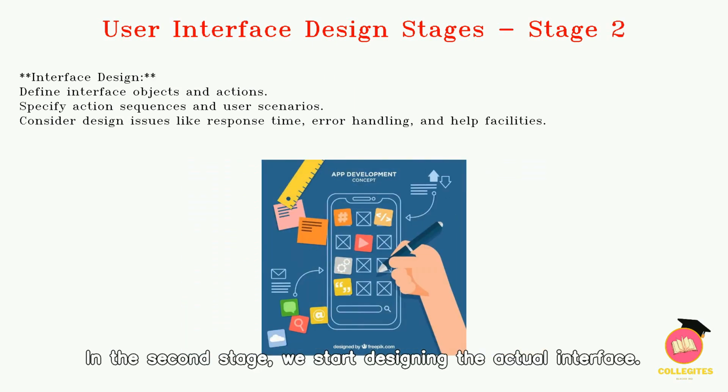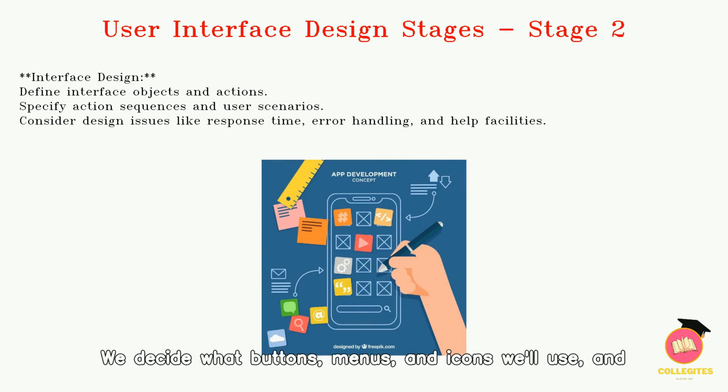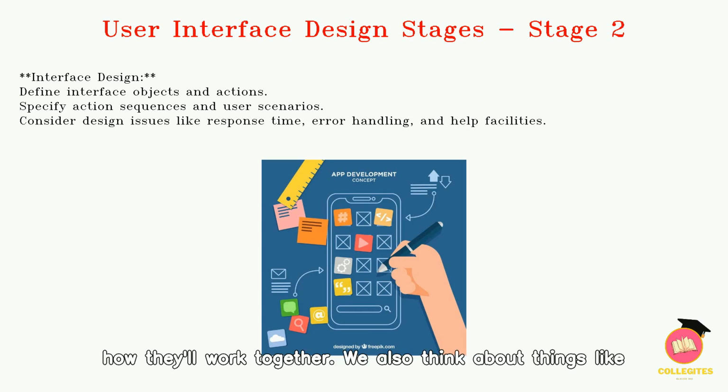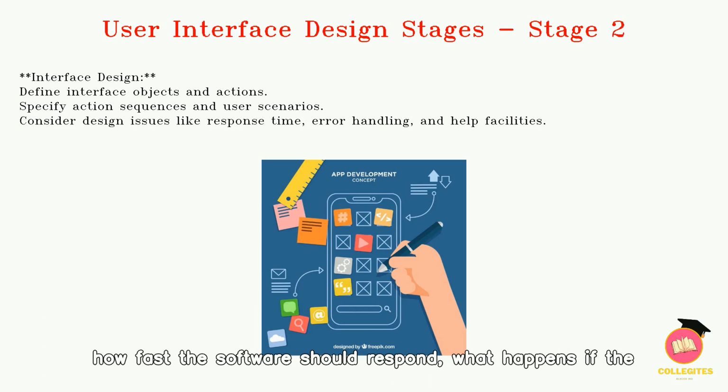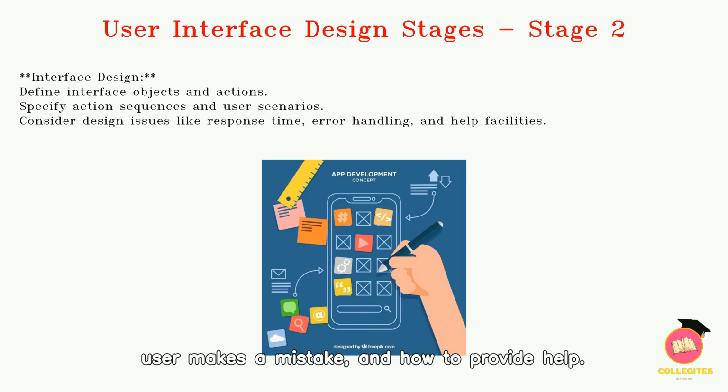In the second stage, we start designing the actual interface. We decide what buttons, menus, and icons we'll use, and how they'll work together. We also think about things like how fast the software should respond, what happens if the user makes a mistake, and how to provide help.